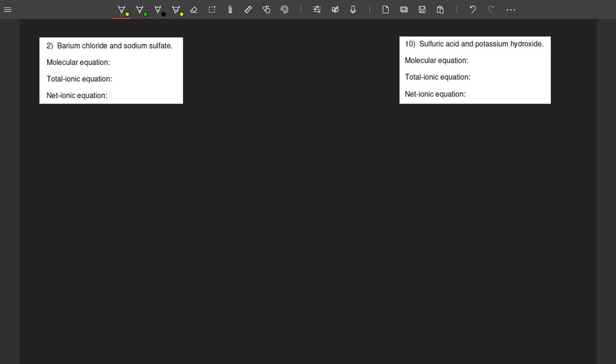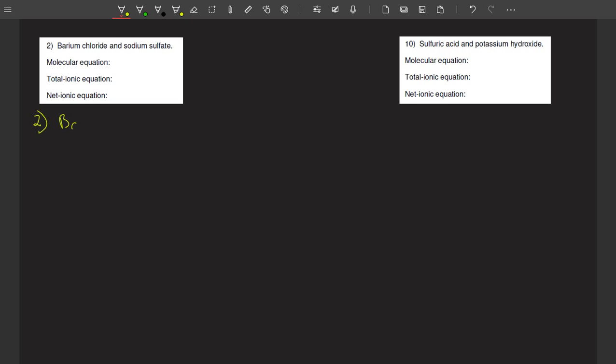Question 2 is barium chloride and sodium sulfate. So they're asking us to provide three different things: a molecular equation, a total ionic equation, and a net ionic equation. They've given us only the reactants, and we have to figure out what kind of reaction this is. So let's start. We begin with what we're given. So let's write that down.